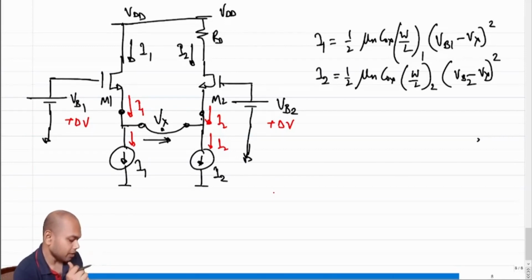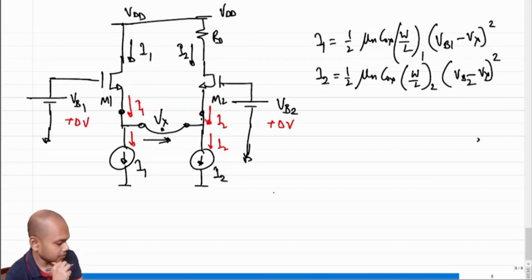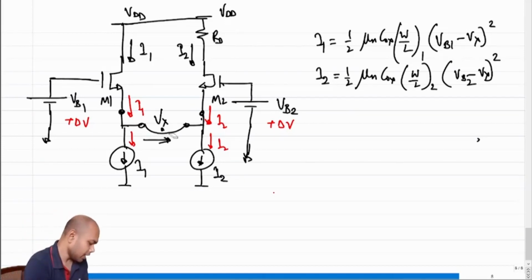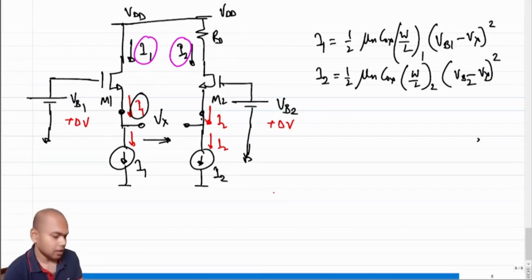So now tell me what's going to happen if I increase the gate voltages of M1 and M2, both of them by the same amount delta V. So what is constant? Constant is the current sources I1 and I2. So they are not going to change, right? If they are not going to change, then what do you think is going to happen? If they are not going to change, then I may as well say that this current is not changing. So these currents will not change. These I1 and I2 will also not change, right?